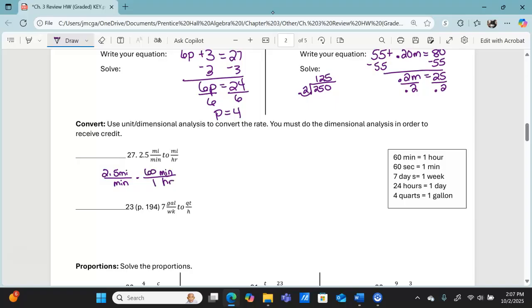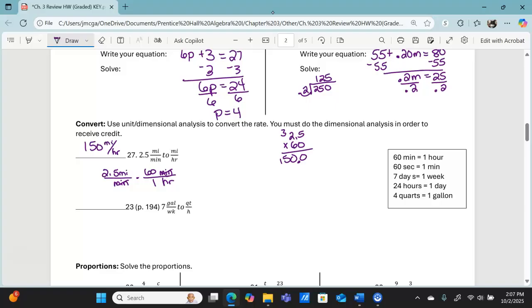There's 60 minutes in 1 hour. So minutes is gone, and I have 60 times 2.5. That's essentially a fraction there. And so you're multiplying the numerators of your fractions together. 0, 30, carry the 3, 12 and 3 is 15. You need one decimal place. So we end up with 150 miles per hour.